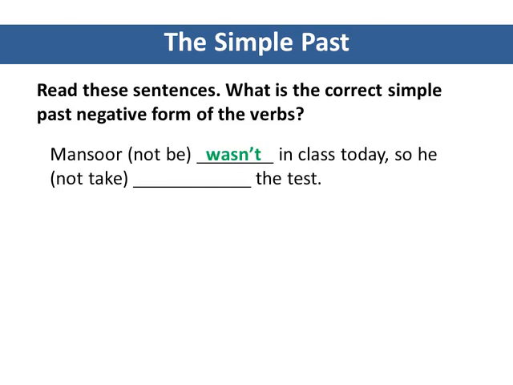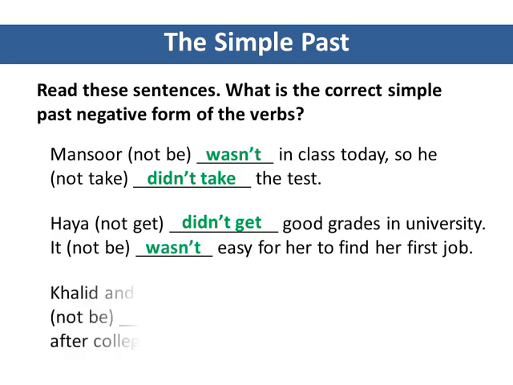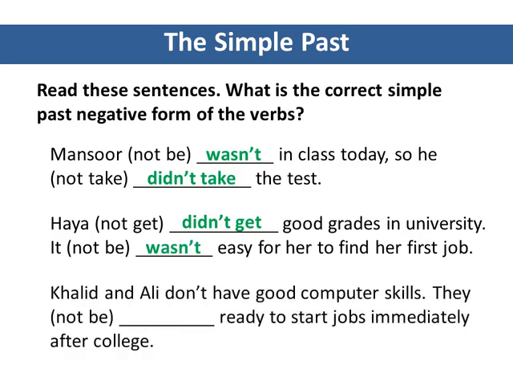Mansoor wasn't in class today, so he didn't take the test. Haya didn't get good grades in university. It wasn't easy for her to find her first job. Khalid and Ali don't have good computer skills. They weren't ready to start jobs immediately after college.